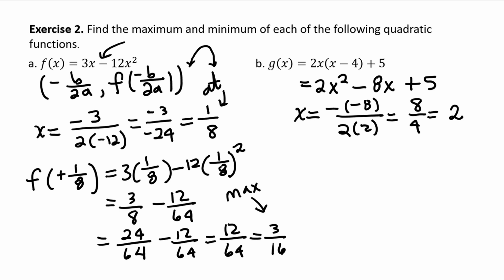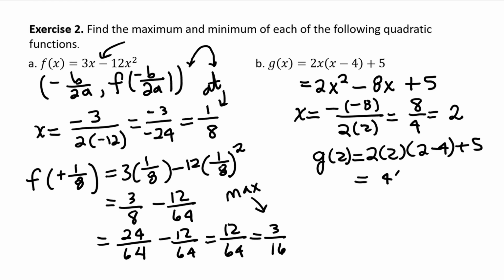Now we need to compute its function value, so g at 2. You can do it in whichever form you want. I'm going to do it in the original, so 2 times 2 times 2 minus 4 plus 5. That gives me 4 times -2 plus 5. -8 plus 5 is -3.